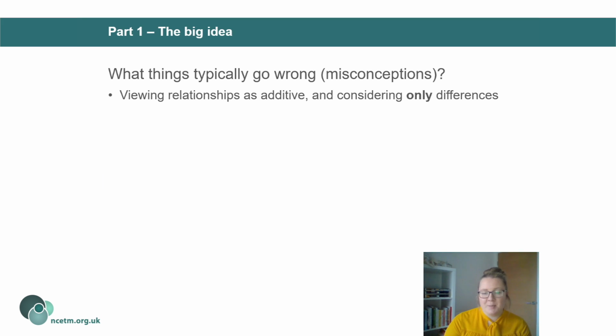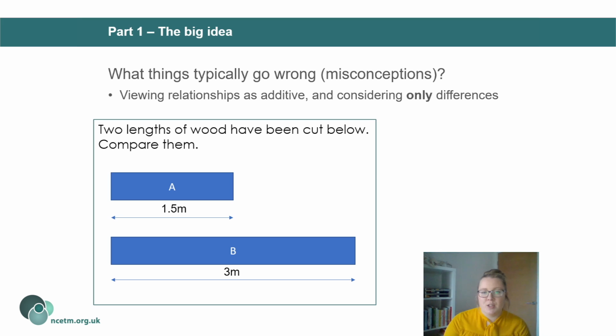Another way to check for this misconception is to show students something like this. Showing them two things of different length and asking them to compare them, it's really important to see whether they discuss that this is 1.5 metres shorter or longer, or whether they consider that A is half the size of B, or that B is twice the size of A.